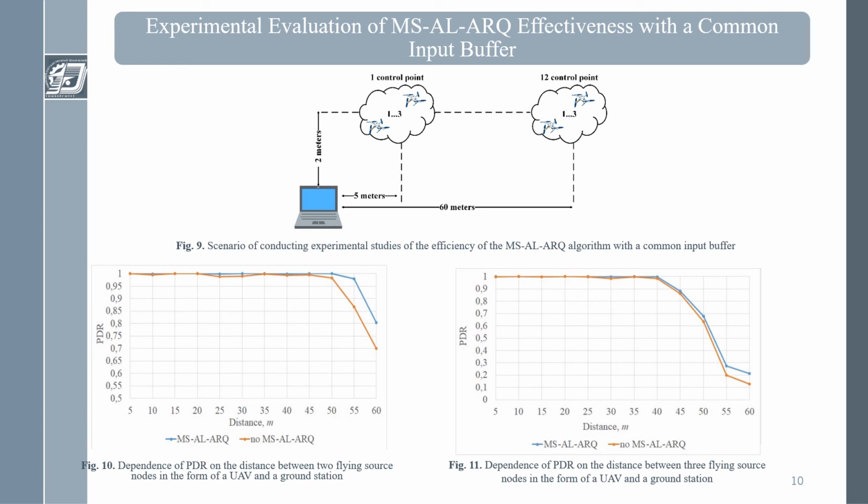With two flying source nodes, the application of the MS-ARQ algorithm provides an improvement in PDR with an increase in the distance from 50 to 60 meters by an average of 10%. With an increase in the number of source nodes to 3, the use of the algorithm provides an improvement in PDR with an increase in the distance from 35 to 60 meters by an average of 22%.